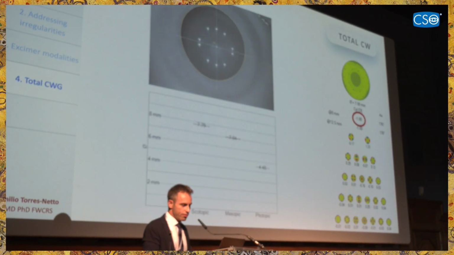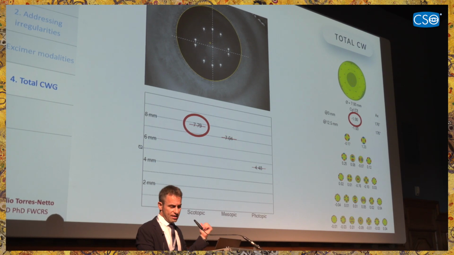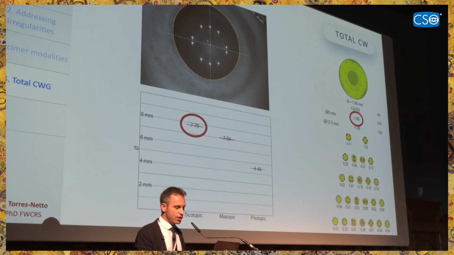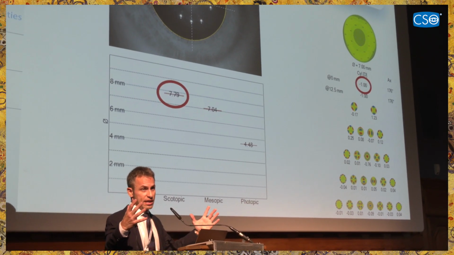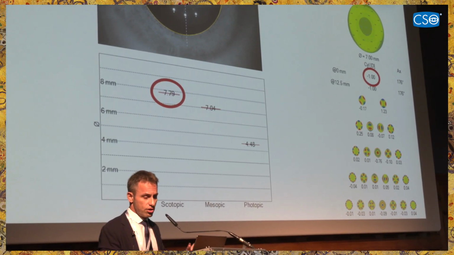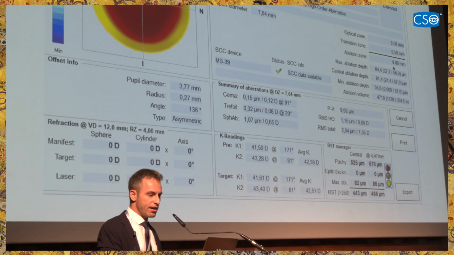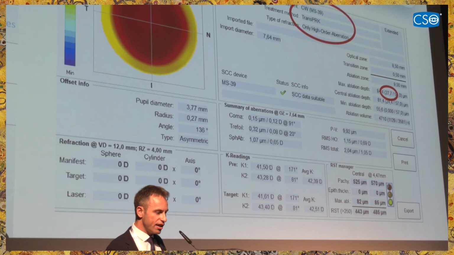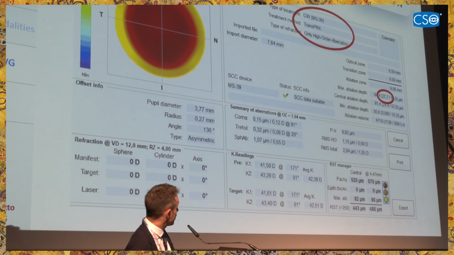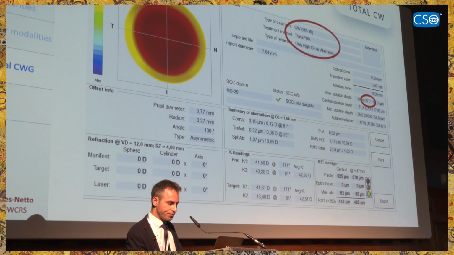This is also the image from MS39. We can see the pupil size in different conditions. And in this specific case we could have also done an ocular wavefront because the pupil is big enough, but that's not always the case. And here you see also the ablation profile. By correcting only the high order aberrations, the ablation depth was only 27 micron.